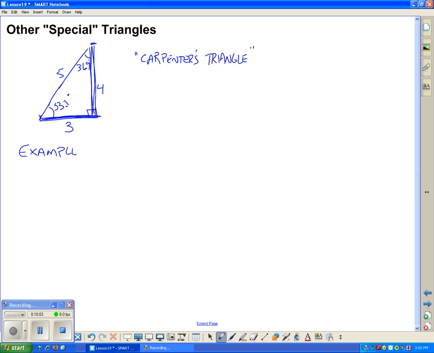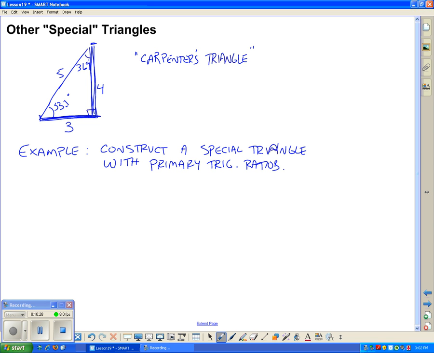So for example, construct a special triangle with primary trig ratios. All right, so I'm just going to make up a triangle here. And you can see that you can really make any triangle into a special triangle. So for example, let's construct it. I'm going to make this side, keeping the numbers even, let's go with 2 and 5.